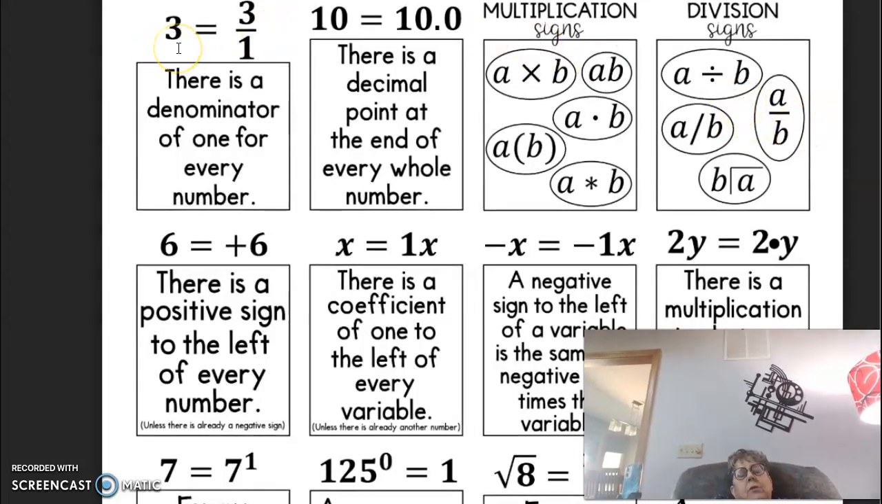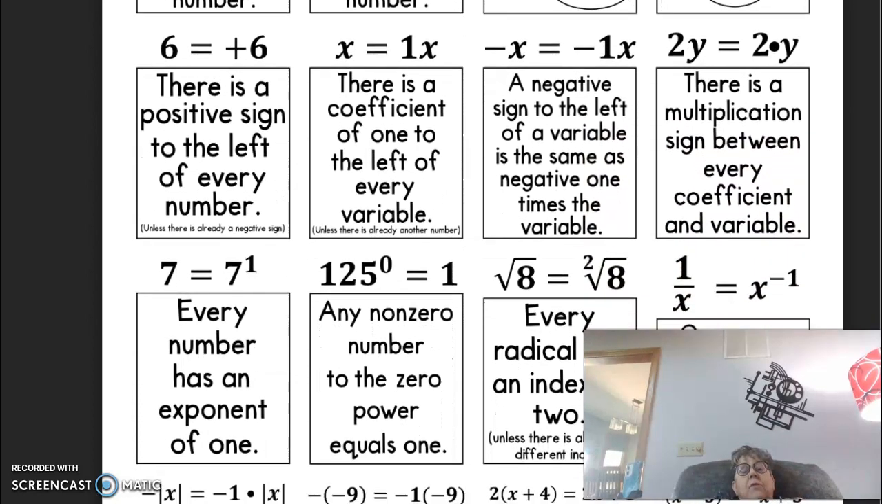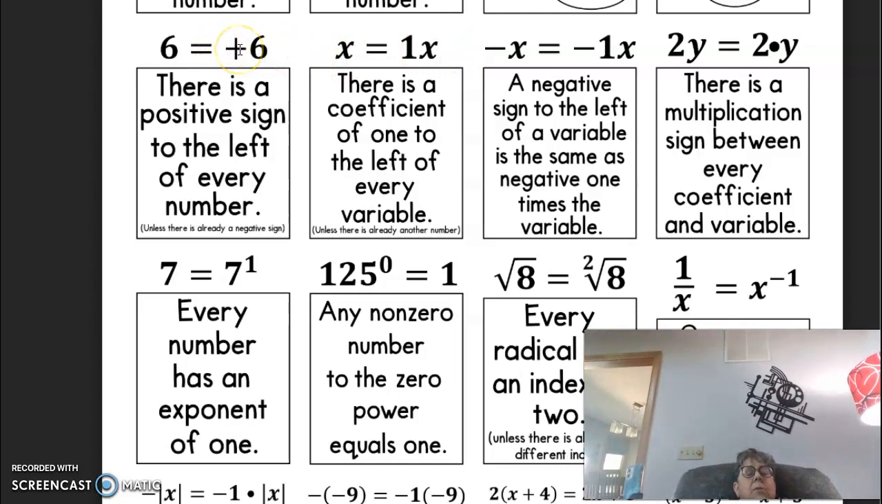So, for example, when we talk about 3, we know that the denominator of every whole number is basically 1. This really becomes important later on in algebra to know that everything that is a whole number has a denominator of 1. There's a decimal point after the number 10. Again, sounds a little silly, but it will become important. Multiplication and division symbols, we've talked about how important those are to be able to recognize the different ways that we write things. There's a positive symbol before the number 6. Number 6 is positive. Unlike negative numbers, we don't put the positive sign there.